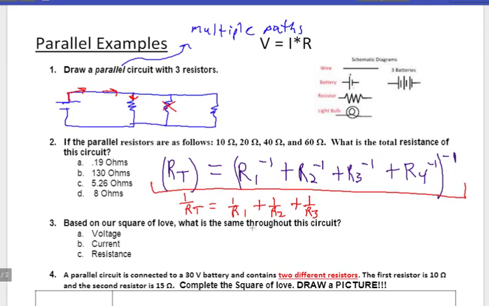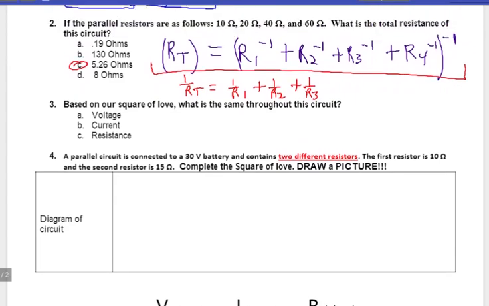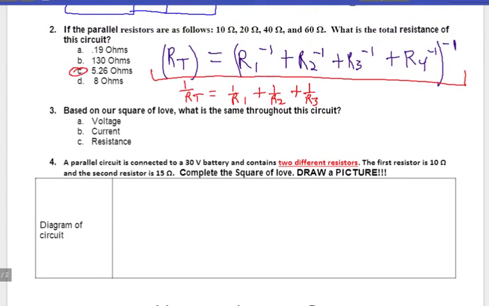The red one messes up some people because they forget that for this equation, you're just solving for 1 over RT, so you still have to flip everything at the end. With the purple, everything's solved for you. So if I plug this in my calculator, I should end up with 5.26 ohms.